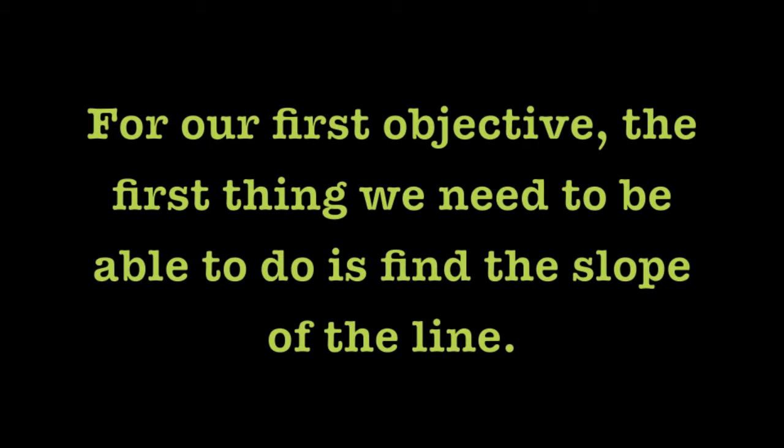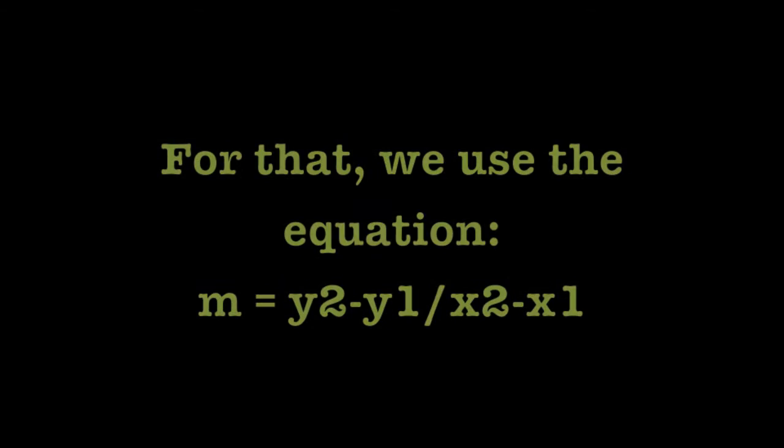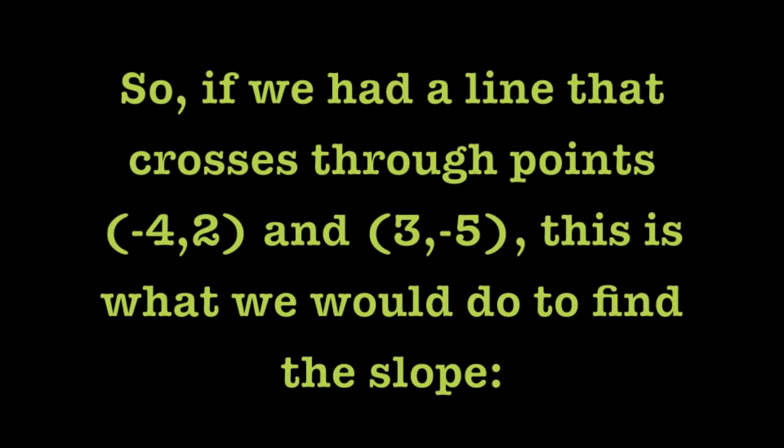Our first objective, the first thing we need to be able to do, is find the slope of the line. For that, we use the equation m equals y2 minus y1 over x2 minus x1. As an example, if we had a line that crossed through points (-4, 2) and (3, -5), this is what we would have to do to find the slope.